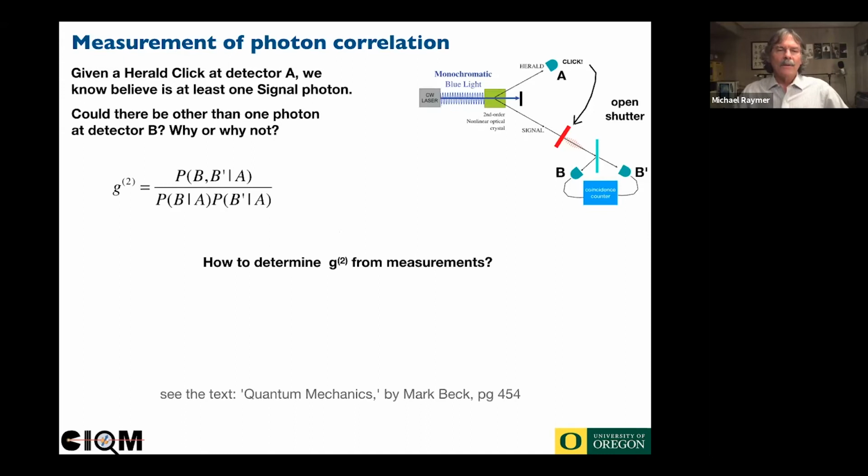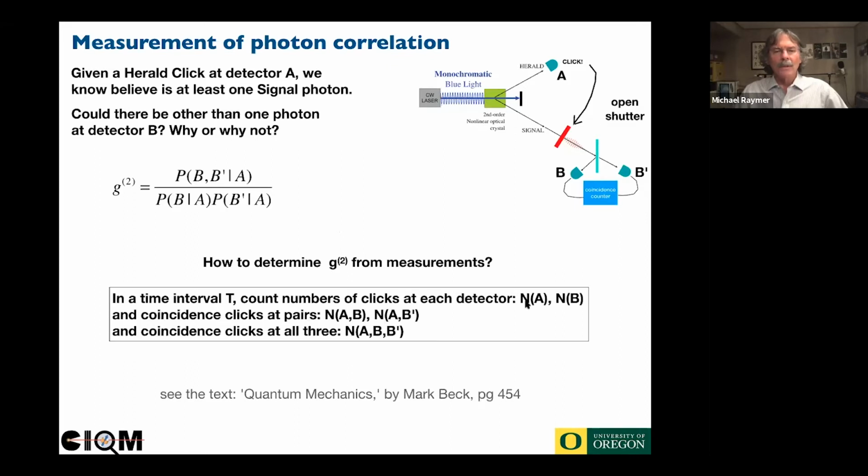Now the question is how to determine the value of G2 from measurements. We think it should be close to 0 if things are working well. Well, Henning will show this, but I'd like to do a warm-up. So we pick a time interval called capital T. Maybe that's 1 second, maybe that's 10 seconds. And then we count the number of clicks at each detector, A and B. NA is the number of clicks at detector A, NB is at B, and NB prime is at B prime.